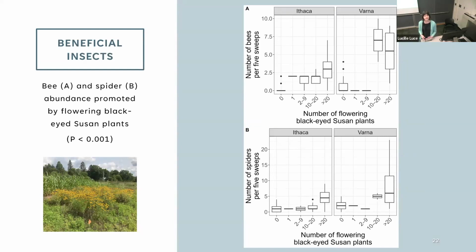So here on the y-axis, we're looking at bees in the top part, part A, and spiders in the bottom. I do know that spiders aren't insects, just throwing that out there, but I cannot seem to train myself to say beneficial arthropod. Close enough. Sorry, John. On the x-axis, this is the number of individual flowering black-eyed Susan plants. So the more black-eyed Susan plants you have, the more yellow, the more bees, the more spiders, probably overall, the more insect community complexity and ecological functions that those insects are serving.